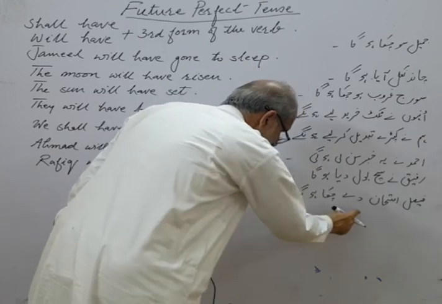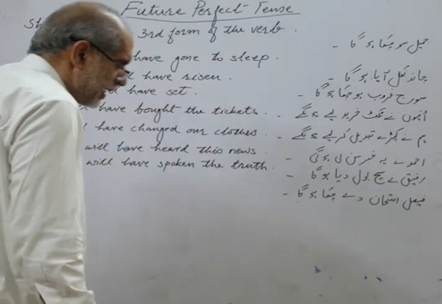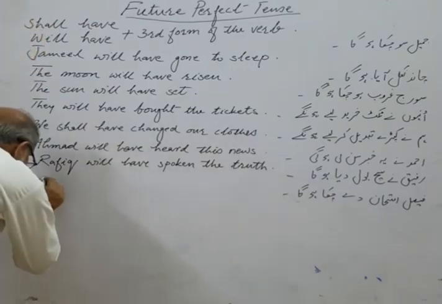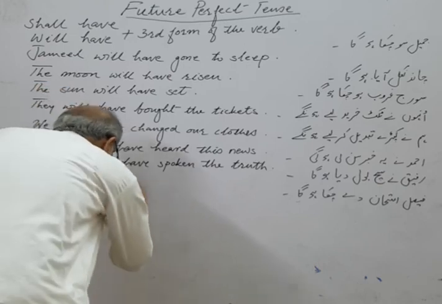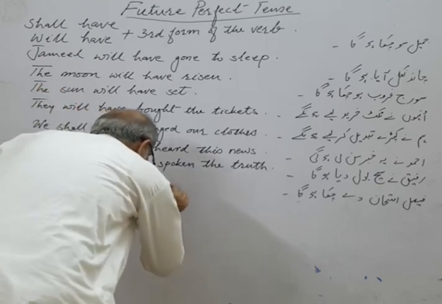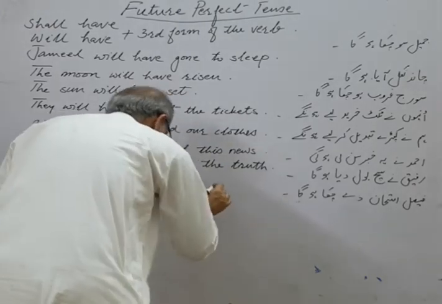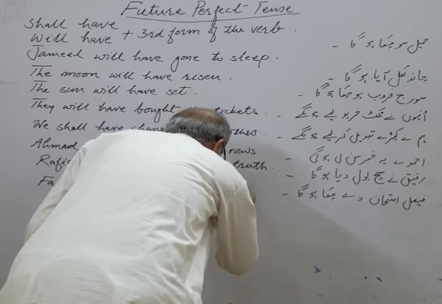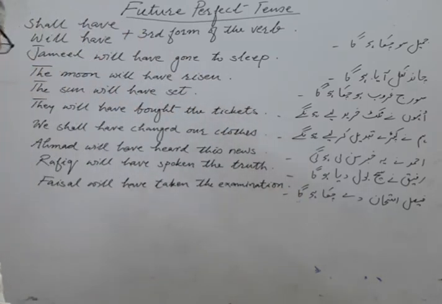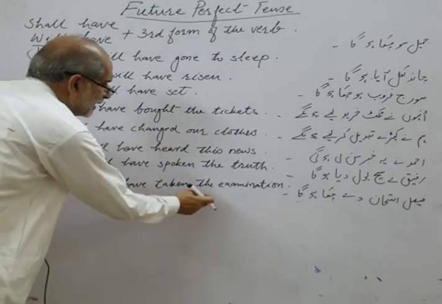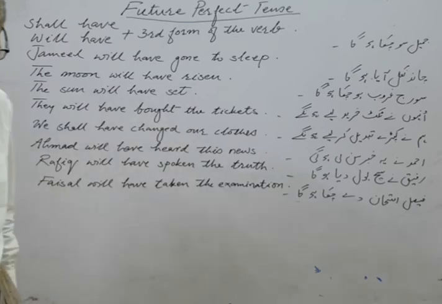फैसल इम्तिहान दे चुका होगा. फैसल will have taken. Faisal will have taken the examination. Given नहीं है. अच्छा बेटे given the examination नहीं, इम्तिहान देना give नहीं, no. Take the examination, take the test. ठीक है, Faisal will have taken the examination.